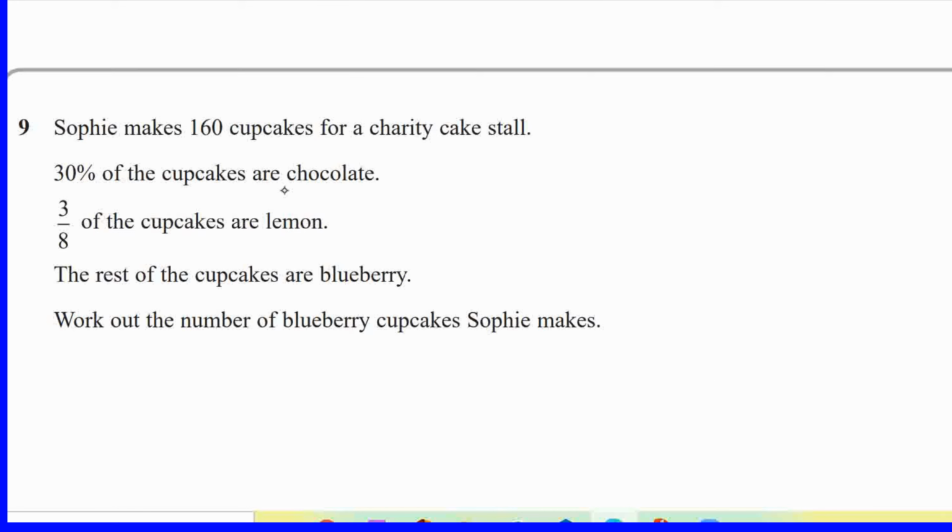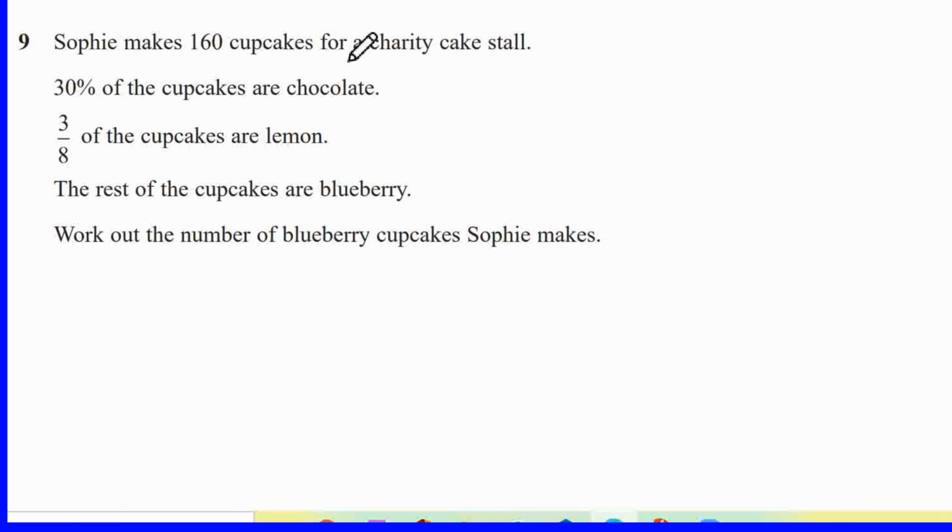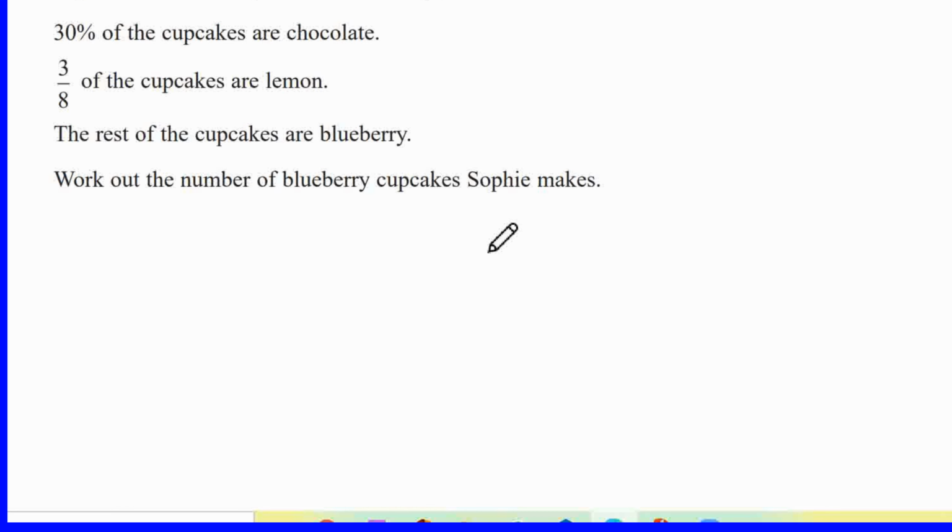Okay, let's see number 9. Sophie makes 160 cupcakes for a charity stall. 30% of the cupcakes are chocolate. 3/8 of the cupcakes are lemon, the rest of the cupcakes are blueberry. Work out the number of blueberry cupcakes Sophie makes. This is a single question.